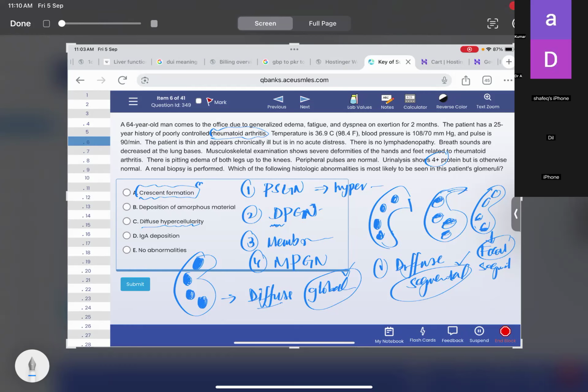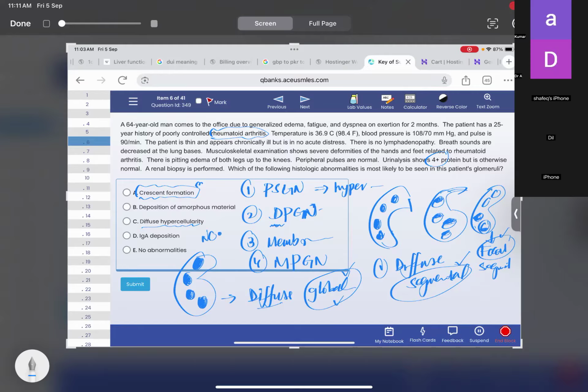So diffuse and global are pretty much the same thing. Sorry for confusing it. What is segmental? If a segment of the nephron is involved, like the basement membrane and the glomeruli of some nephrons are involved and some are not involved, we call it segmental. And if some nephrons are involved, we call it focal. What is global? If all the nephrons are involved.